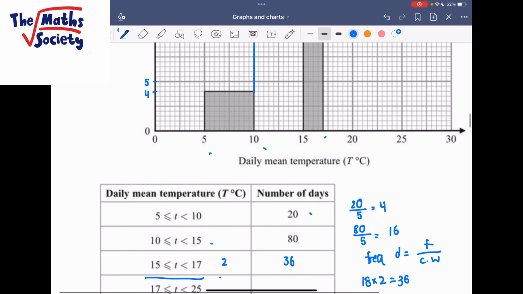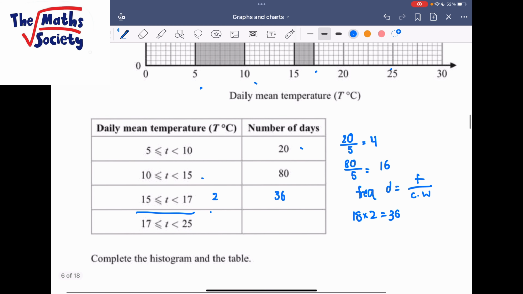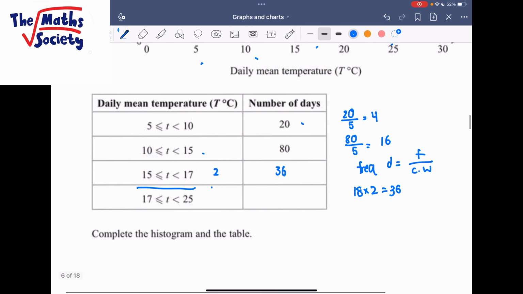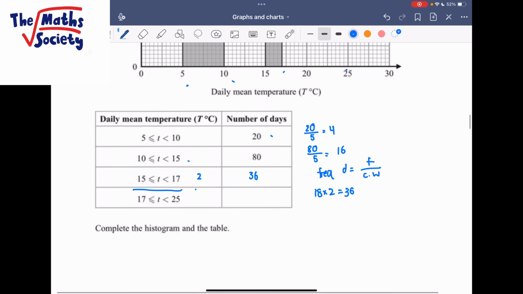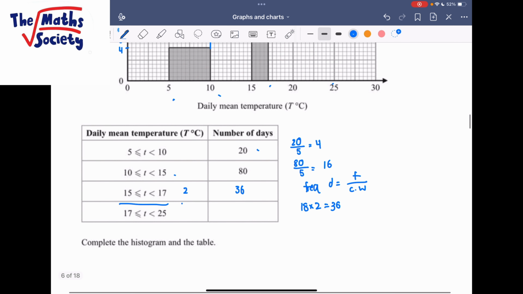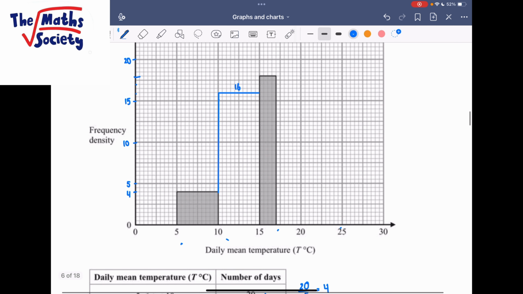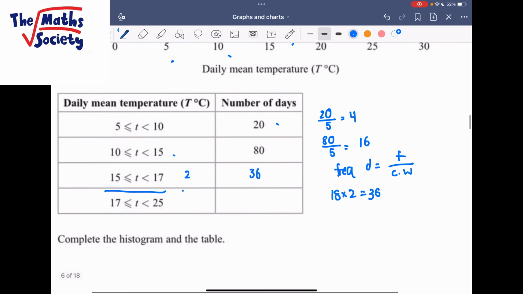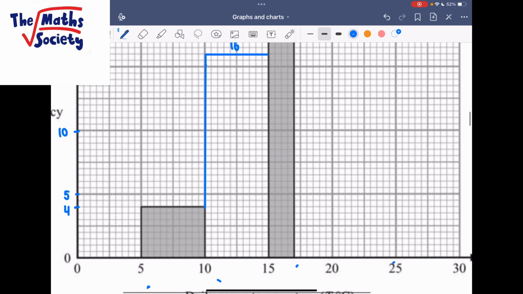So it's 17 to 25, we still need to draw it. So we just multiply the frequency density and class width. But here we can see that the frequency is going to be, let me just have a look, 48, which means on the histogram we can just draw it as 6. So that would be around here.